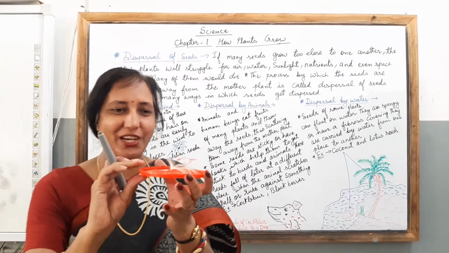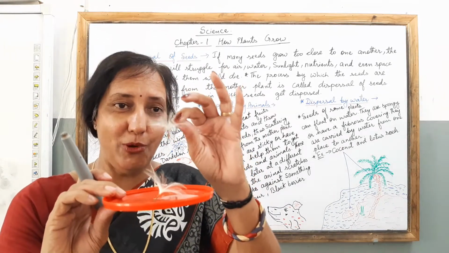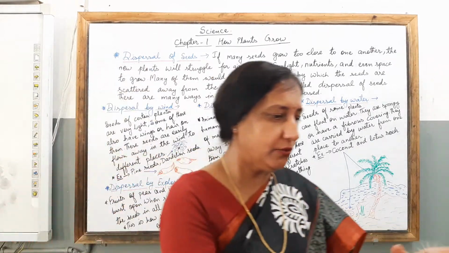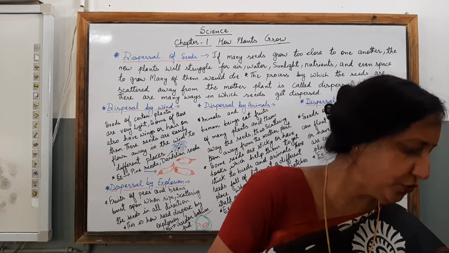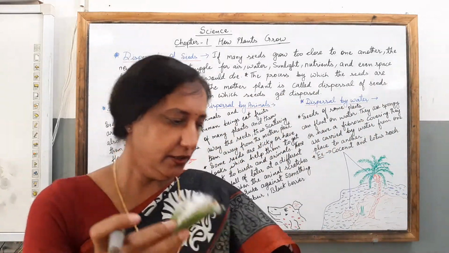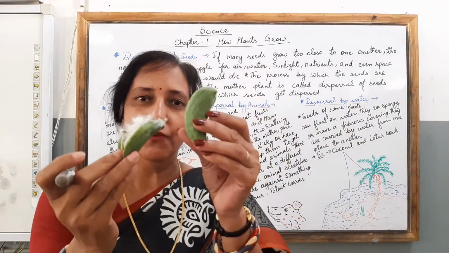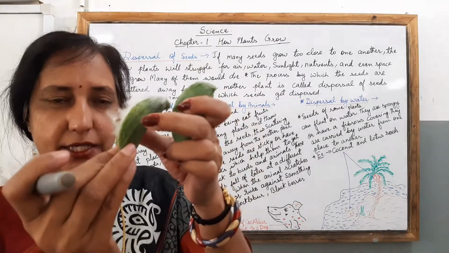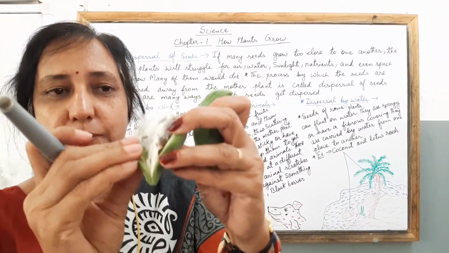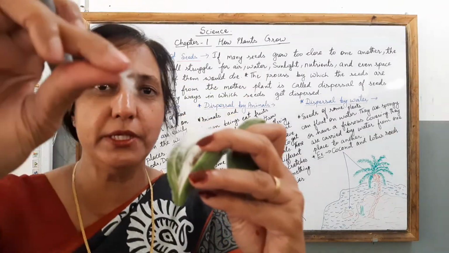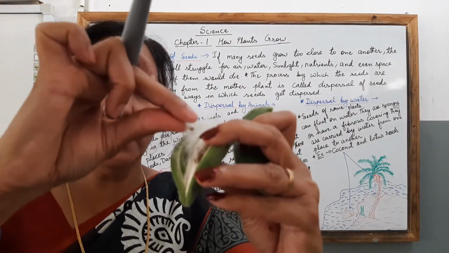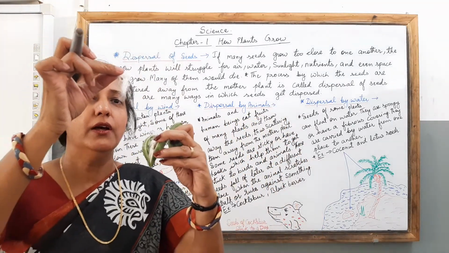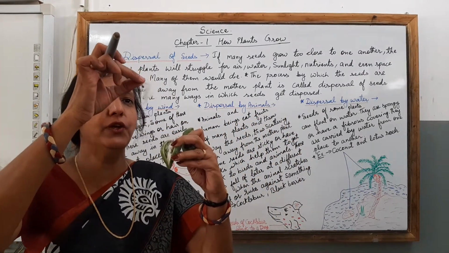So children, just try to observe this kind of seed which I am holding, that is known as Calotropis. Children, here you can see the seed in my hand. This is how the Calotropis comes out when the seed is bursting, and this is how the Calotropis seeds are blown away when it bursts, and once the wind blows, it flows along with the help of the wind.